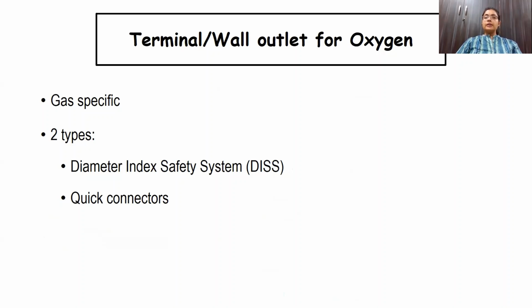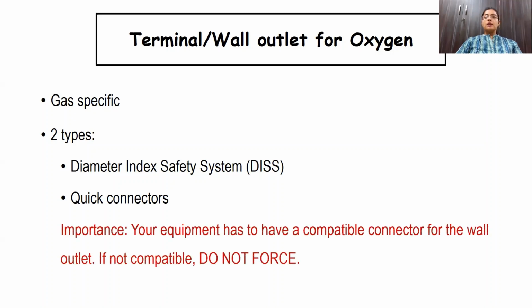The terminal outlet is gas specific and is of two types: the diameter index safety system and the quick connectors. The importance of knowing this is that they are available in various shapes and sizes, and so compatibility of a connector with the pipeline or the hose or the system which you are using to deliver oxygen to the patient should always be there. If they are non-compatible, they will not fit. So you should not force them and you should not use them. Incompatible objects should not be used together.